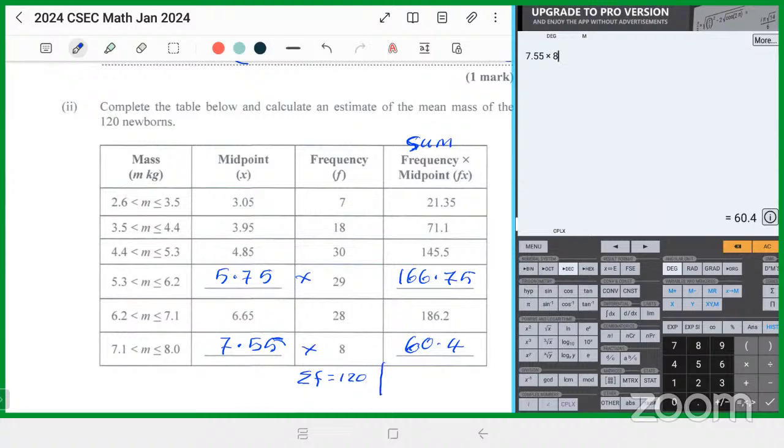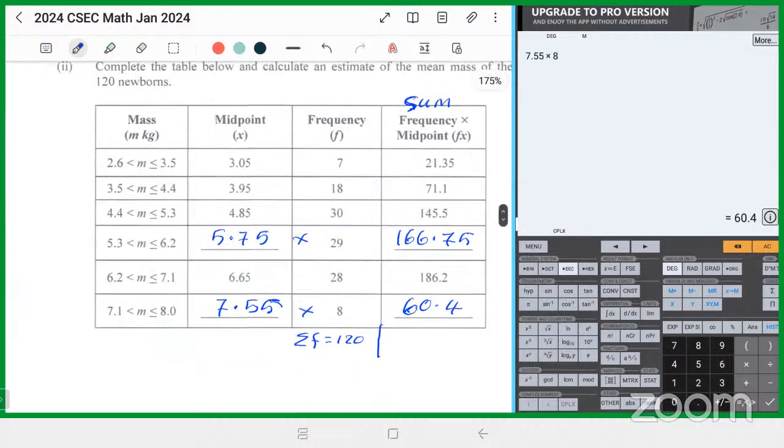Let's extend that down here. There's the sum of fx, which is the sum of all the babies. I'm going to put the value right here. I'm going to add up all these values now. So I'm going to start at the 21.35. I'm going to add 71.1. Then I'm going to add 145.5.